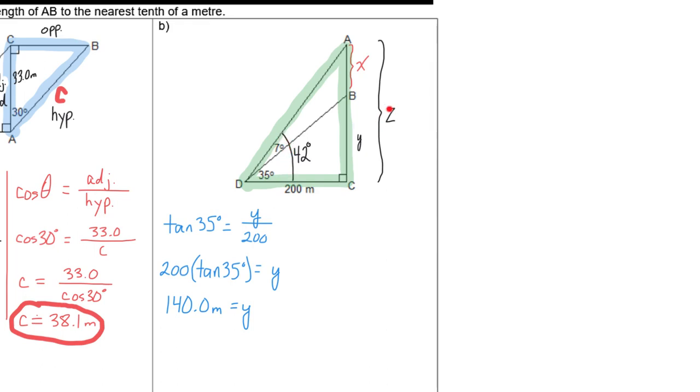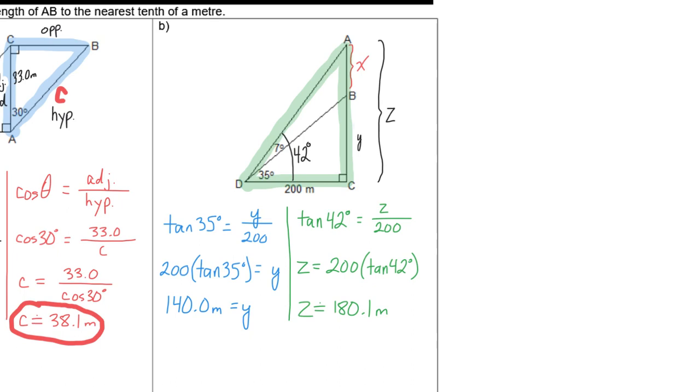Z is the opposite side. 200 is the adjacent side. So opposite and adjacent, we're going to use tangent again. So tan 42 equals Z over 200, which means Z is equal to 200 multiplied by tan 42, and we get an answer of about 180.1 meters.